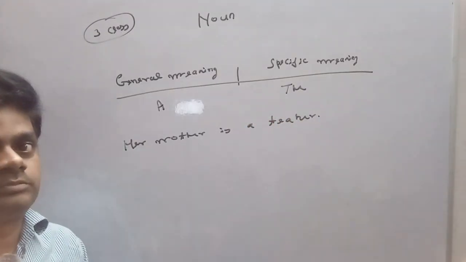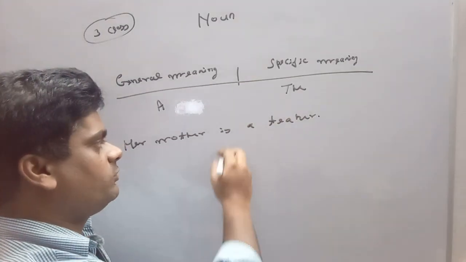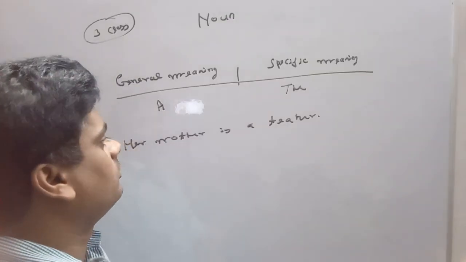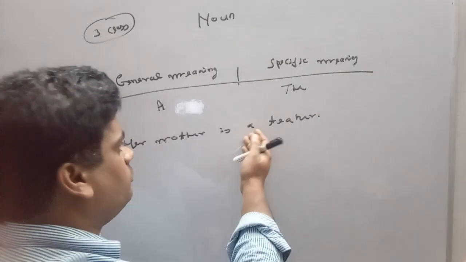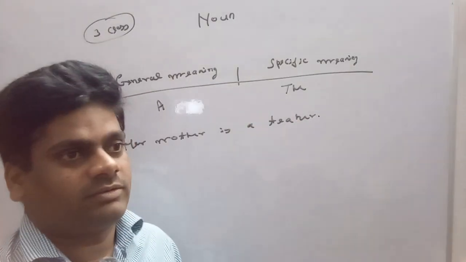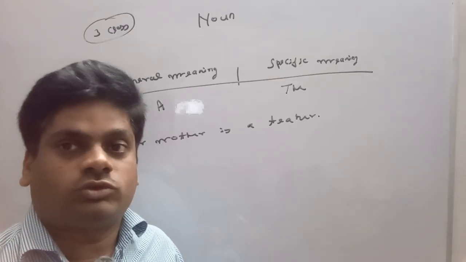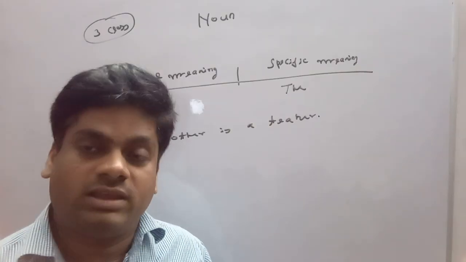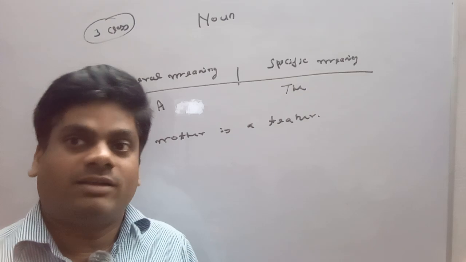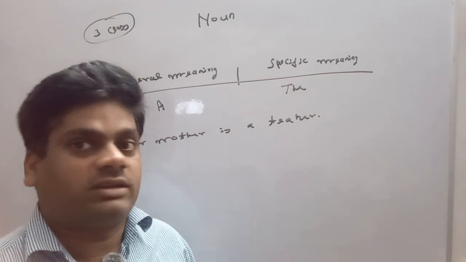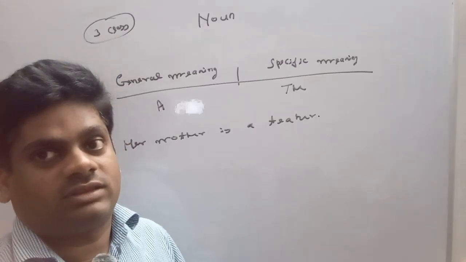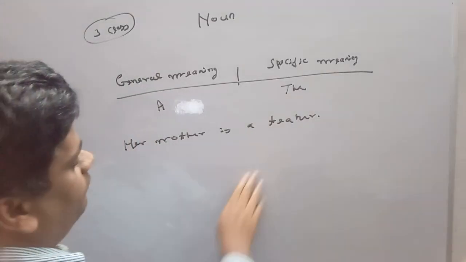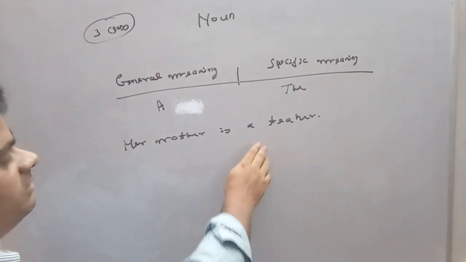Her mother is a teacher. Her mother is a teacher. We have used article a. Which type of teacher? We don't know. So we used article a. Here teacher is indefinite. We don't know which type of subject she is supposed to teach to her students. We don't know. So we have used article a. If we are familiar with the subject which is supposed to be read by her mother to her students, then we can use article the, because we are familiar with the subject. So in case of familiarity, we can use article the in place of article a.